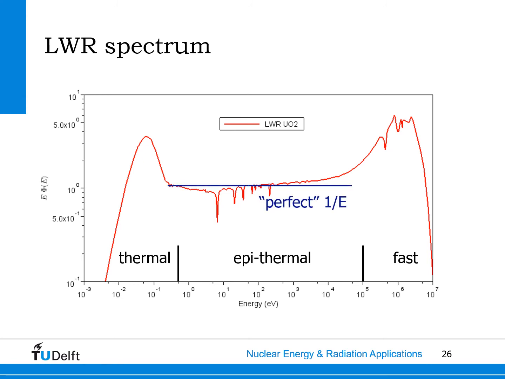Note that the perfect 1 over E behavior would give a horizontal line in this plot, as indicated with the blue line. The red curve deviates from a perfect 1 over E shape because of the resonance absorption of neutrons in the uranium of the fuel. Especially uranium-238 has a very strong resonance at 6.7 electron volts.